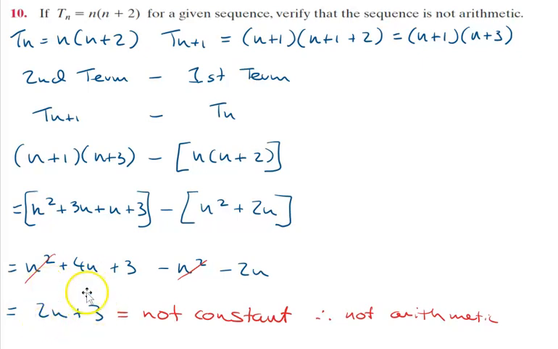So since there's an n in our answer, this expression is not constant. So therefore, the sequence is not arithmetic. So if there's an n in your answer, the sequence is not arithmetic.